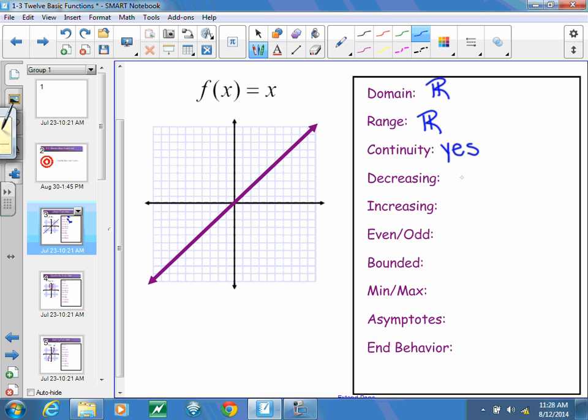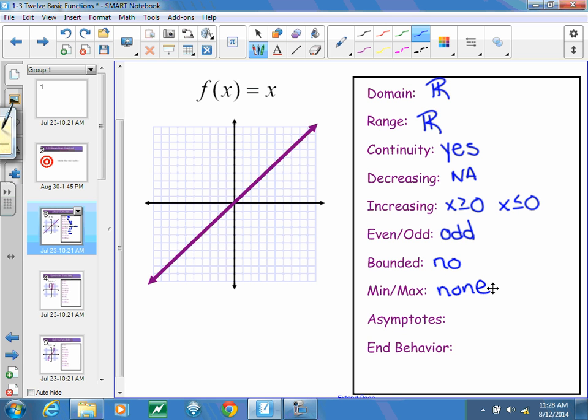Decreasing, now in this particular graph, we do not have a graph that is decreasing at all. It's only increasing, and it's increasing the entire graph. So it's increasing for when x is greater than or equal to 0, and also for when x is less than or equal to 0. It's always increasing on any interval. This function here is an odd function because there is rotation symmetry to it. It is not bounded. There is no minimum or maximum to it, so it's not bounded.